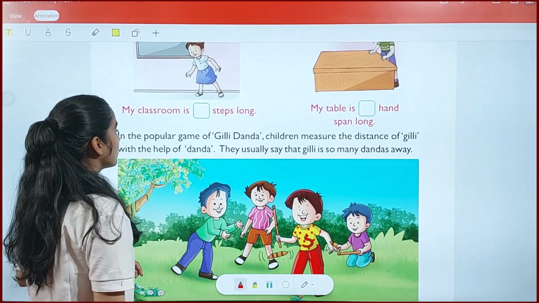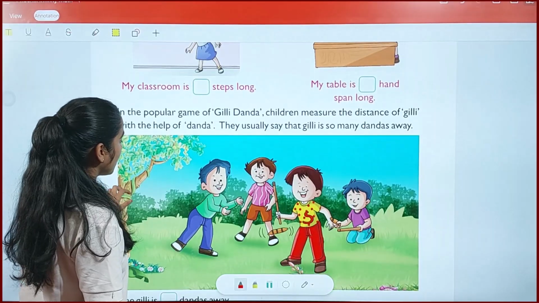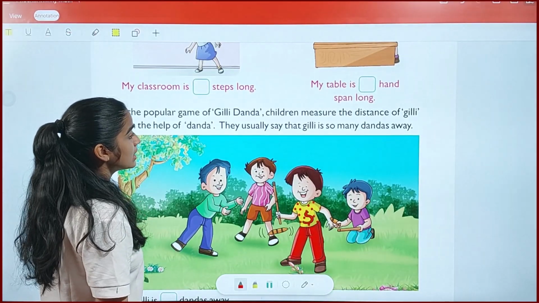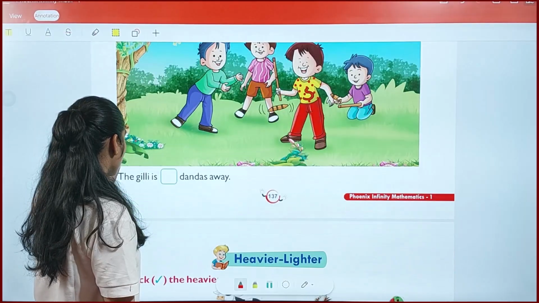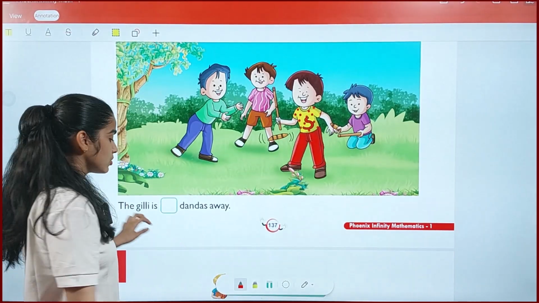In the popular game of Gilli Danda, children measure the distance of the Gilli with the help of the Danda. Then they usually say that the Gilli is so many dandas away. So the Gilli is dash dandas away. So you have to calculate your own.